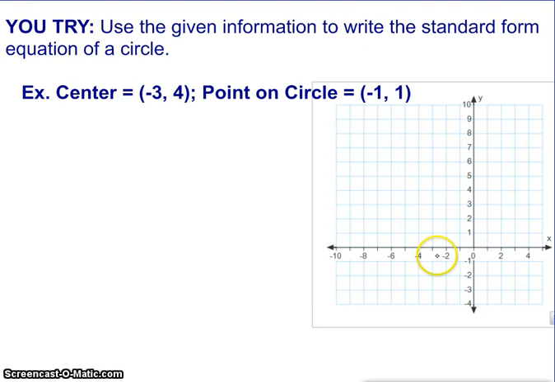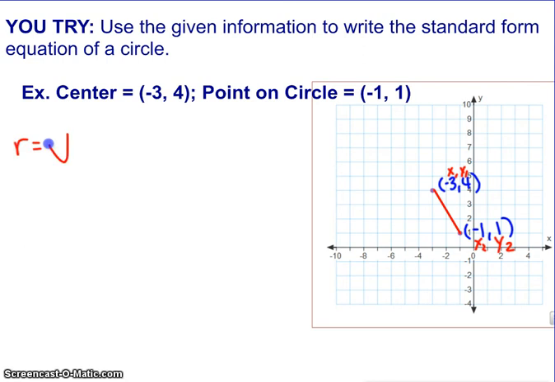The center's at (-3, 4), and a point on the circle is (-1, 1). So we have a very small circle as compared to the previous problem. Let's go ahead and work on this. Get our point values. Let's say x1, y1, x2, y2. So the radius is the distance from the center to any point on the circle: (x2 minus x1), careful with the double negatives there, squared plus (y2 minus y1) squared.